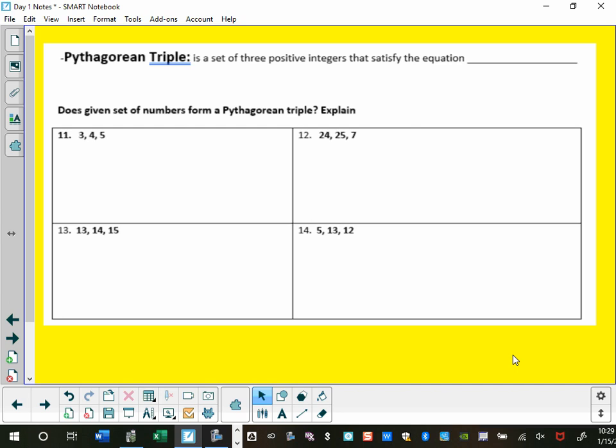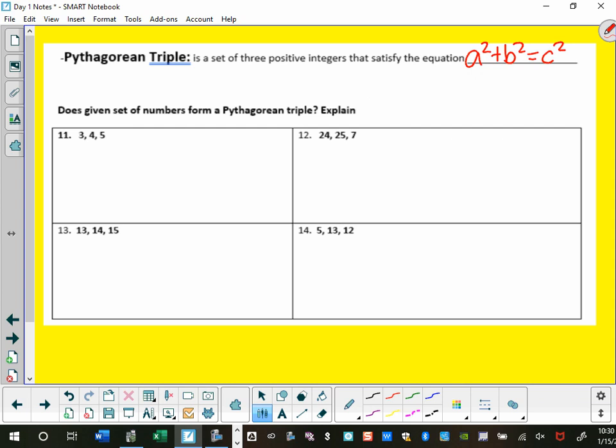All right, so Pythagorean triple. A Pythagorean triple is a set of 3 positive integers that satisfy the equation a squared plus b squared equals c squared. Your question says, does the given set of numbers form a Pythagorean triple? Well, first, let's figure out what's going to be A, B, and C. Imagine that we have a triangle here based on our numbers.